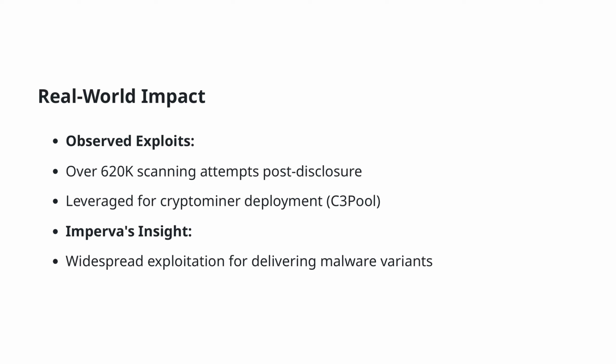Let's dive into the real-world impact of the exploitation of this vulnerability. Following its disclosure, there were over 620,000 scanning attempts, indicating a significant interest from malicious actors. One common use of this exploit has been the deployment of crypto miners, specifically utilizing the C3Pool mining pool. Furthermore, according to insights from Imperva, widespread exploitation has also been observed to deliver various malware variants, highlighting the high stakes and risks associated with failing to adequately address this vulnerability.